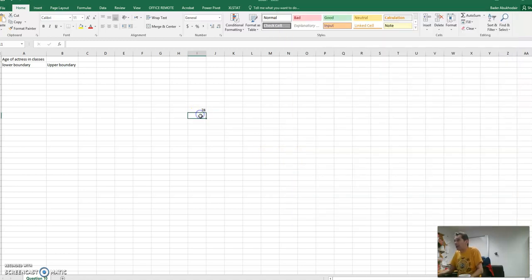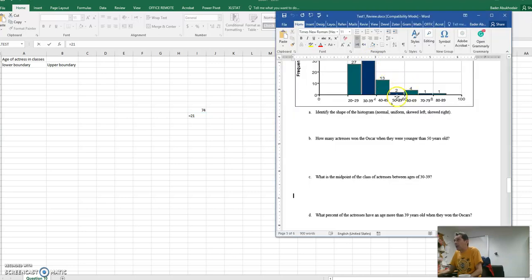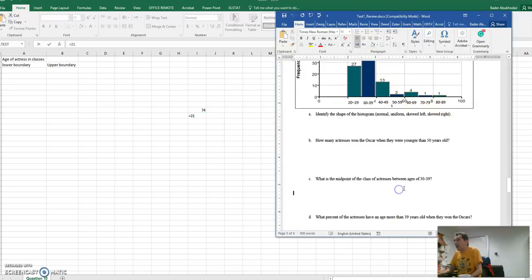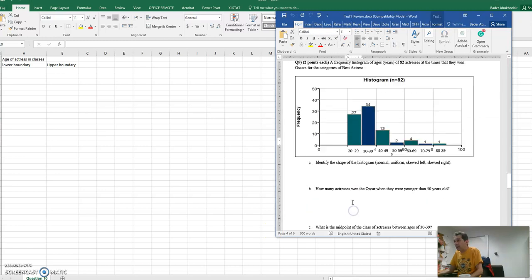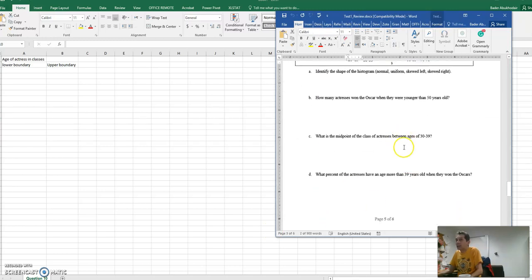But what is the percentage? So the percentage is 21. How many did we say? I think we said 21. So we have 21 out of the whole actresses, which is 82. And this is going to give you the percentage. Multiply by 100. And it's 25.61%. Okay. So this answers the first question. I just didn't answer the other question because I want to use it in the next one as well.